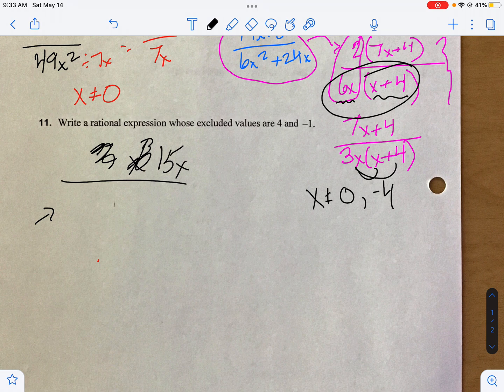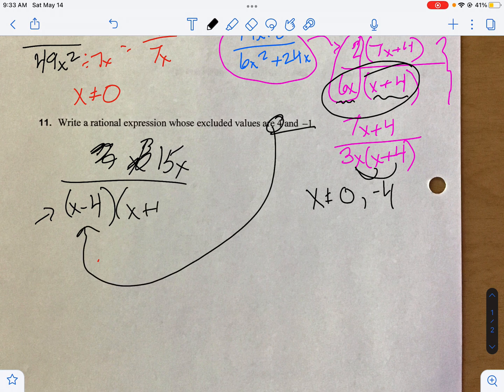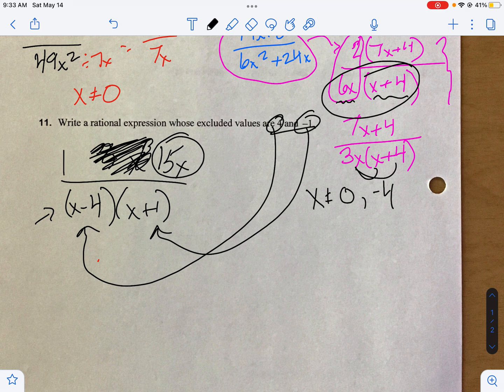But our denominator, in order to get these excluded values, we would have to put something that would make it so that when we plug 4 in, we get 0. When we plug -1 in, we would get 0. So again, it doesn't matter what you have in the numerator. You can have whatever number you want. But in our denominator, we've got to have these terms to make it so that our excluded values would be 4 and -1.